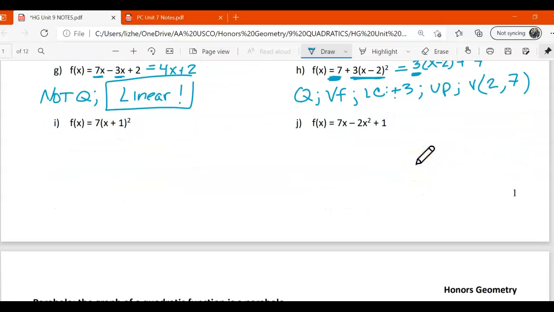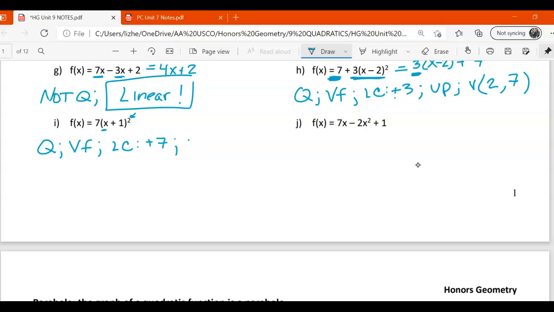Next one. This, again, is a quadratic because x is going to be squared. It is in vertex form. Let's see, the leading coefficient is positive 7.